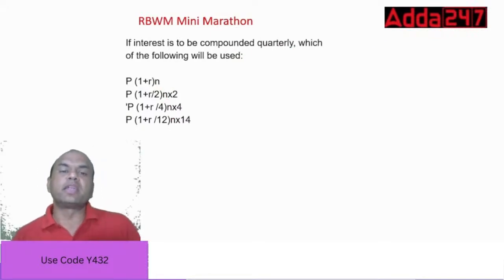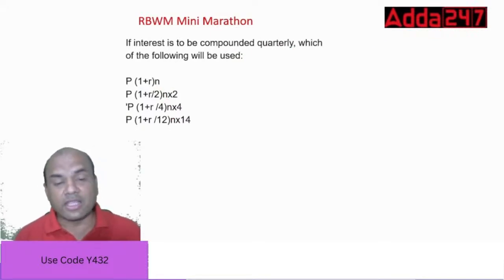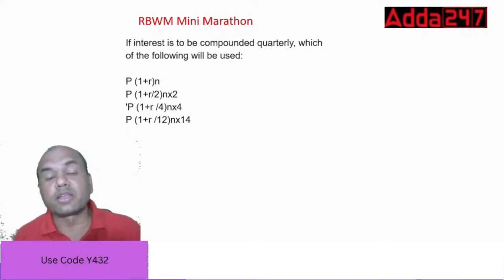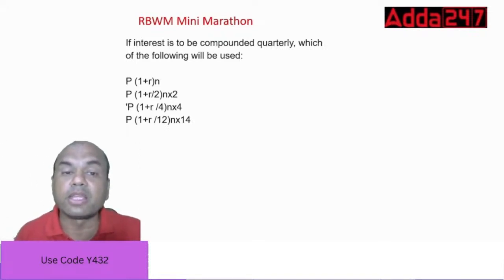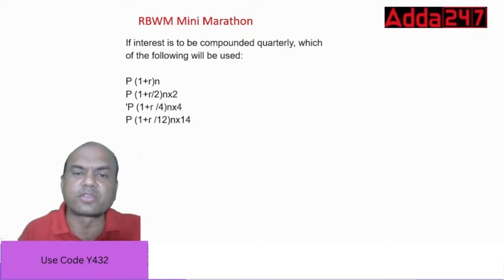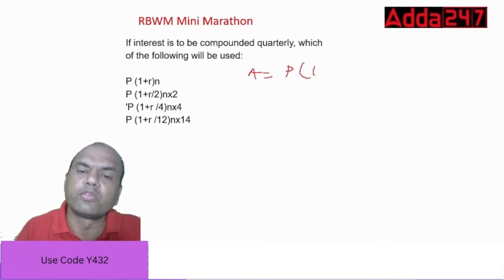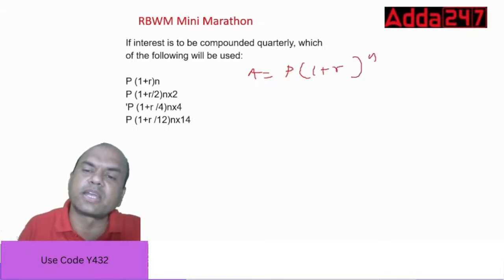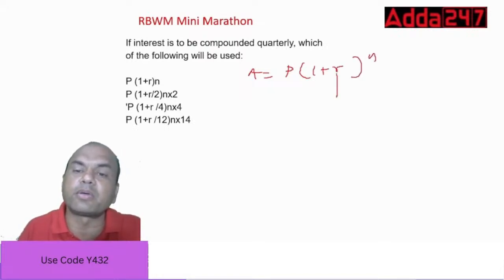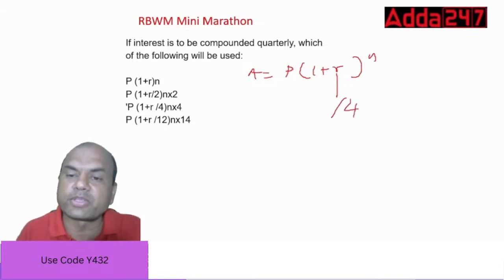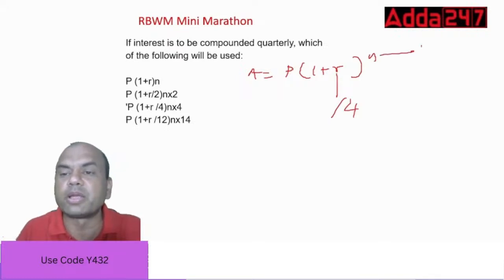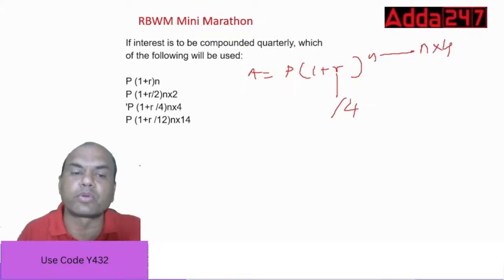If the interest is to be compounded quarterly, which of the following will be used? Similar question, isn't it? So again, A equals P into 1 plus R raised to N. Same. Now quarterly means what? Divided by 4, so R upon 4. And the same number by which you divide R will be multiplied to N. So N into 4. So R upon 4, N into 4.